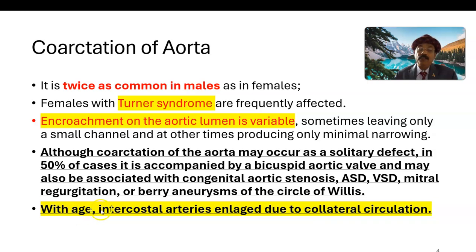What is the pathogenesis? With age, intercostal arteries enlarge due to collateral circulation. There will be establishment of preductal and postductal blood vessels. Preductal blood vessels are like the internal thoracic artery and the anterior intercostal artery. The anterior intercostal arteries are branches of the internal thoracic artery. Anterior intercostal arteries will anastomose with the posterior intercostal arteries, which are branches of the descending thoracic aorta. These are the postductal branches. So the anterior intercostal arteries, preductal branches, will anastomose and it will be very prominent. It may erode the ribs.